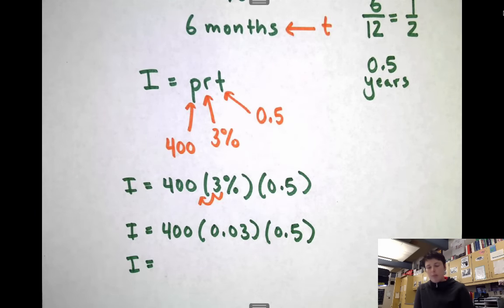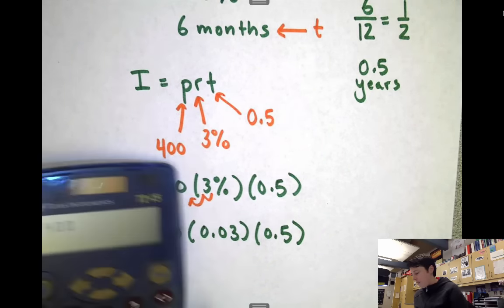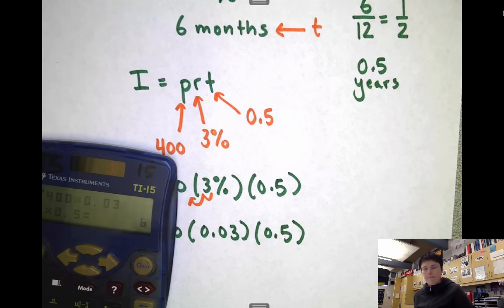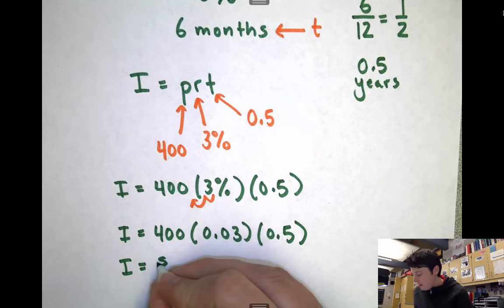So let's do the multiplication. We're going to use calculators for this stuff. Let's figure out what 400 times 0.03 times 0.5 is equal to. Oh, nice number, 6. It comes out to 6 on the dot, which means our interest is $6.